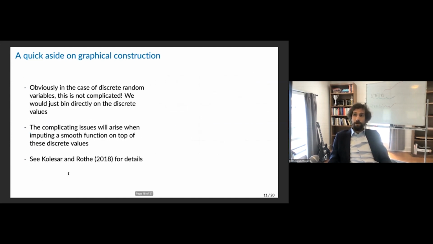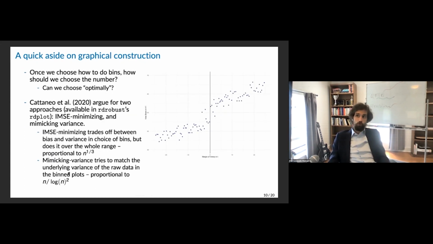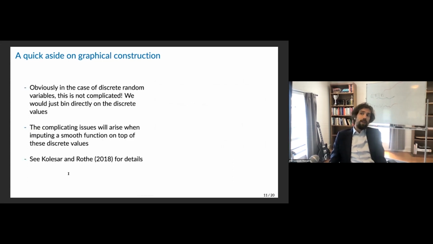There are different ways to choose this, and there is some plugin software to look at this. In the case of discrete random variables, this isn't complicated. You just bin directly on the discrete random variables. What's complicated in that setting is that you're going to impute a smooth function on top of these discrete variables, and that makes it a lot harder. You have to impute and extrapolate.